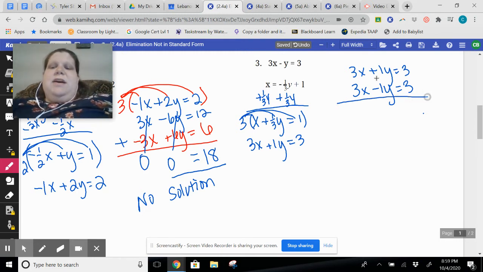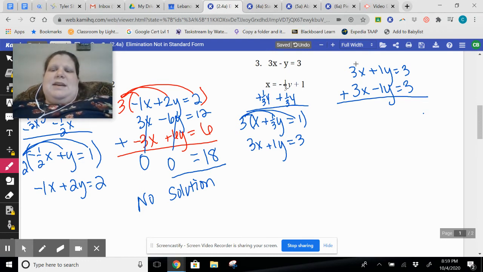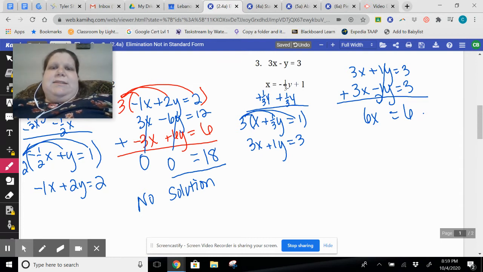So I don't actually have to do anything there except go straight to adding my two equations together. So 3x and 3x is going to give me 6x, 1y and negative 1y is going to give me 0. 3 and 3 is going to give me 6. Now I want to solve for x, so I'm going to divide by 6 on both sides, and x is going to be 1.